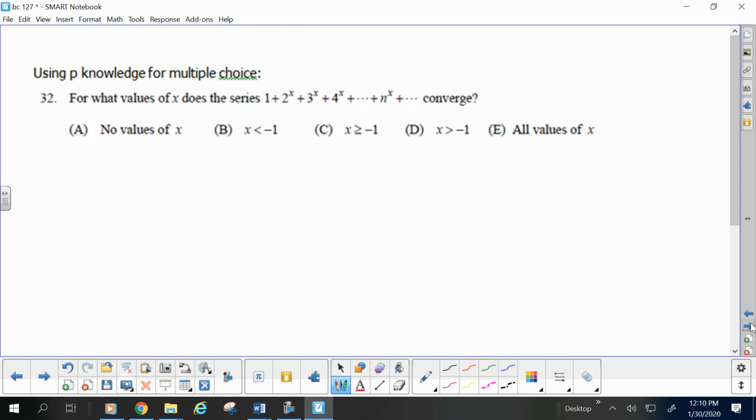The rest of these are AP-style practice problems. Work the rest of these with your math amigos, and we'll go over the answers.